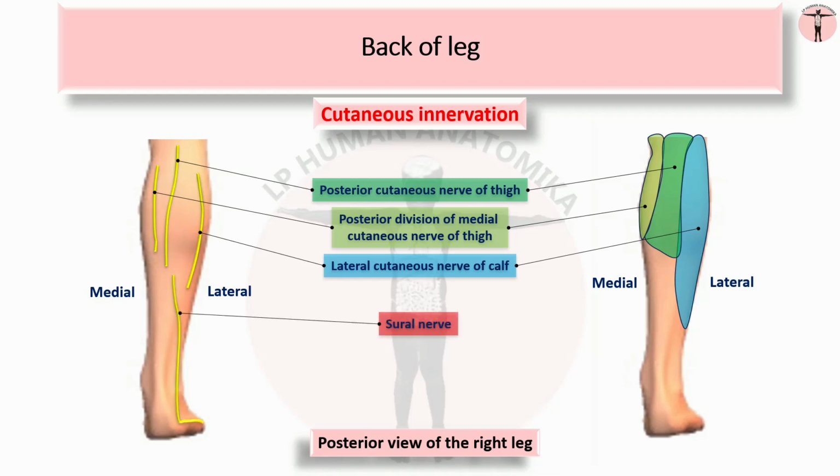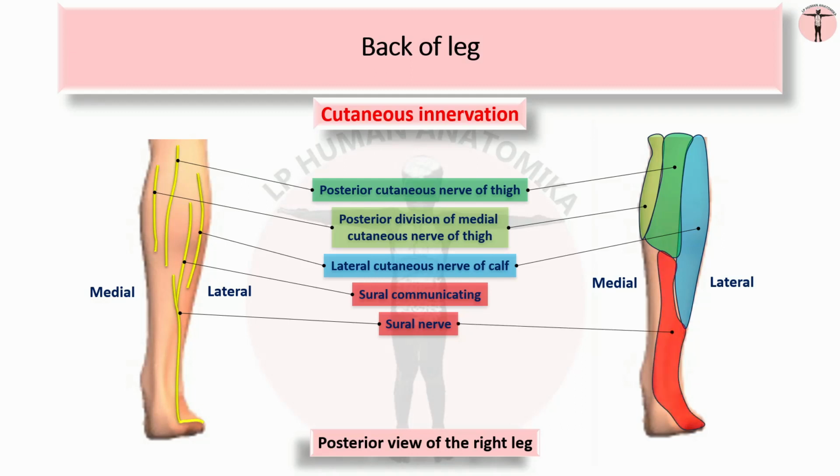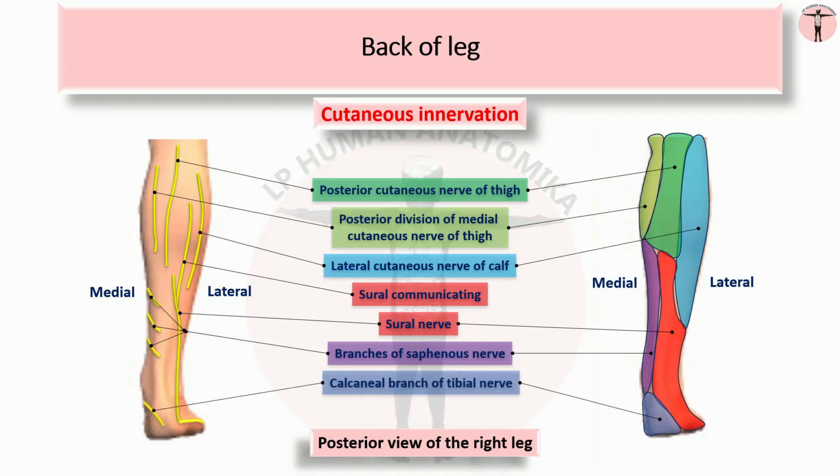Sural nerve, branch of tibial nerve after joining with sural communicating branch of common peroneal nerve in the middle of the back of leg supplies the lower lateral part of the leg including the lateral side of foot. Posterior branches of saphenous nerve supplies lower part of medial side of back of leg. Calcaneal branch of tibial nerve supplies the posterior surface of calcaneus and weight bearing area of heel.